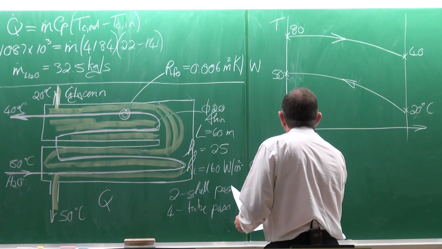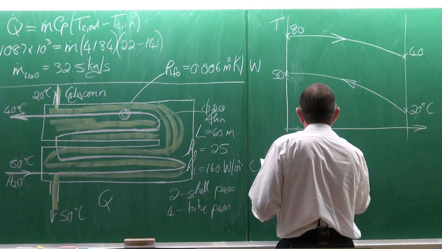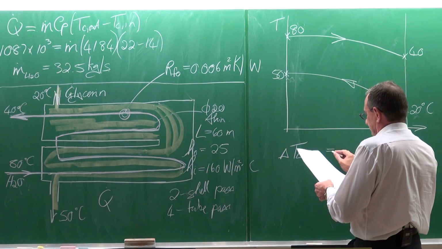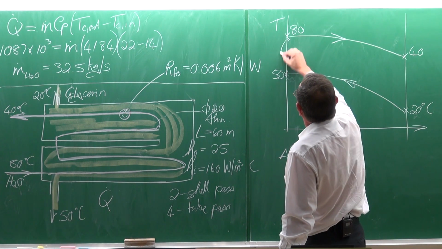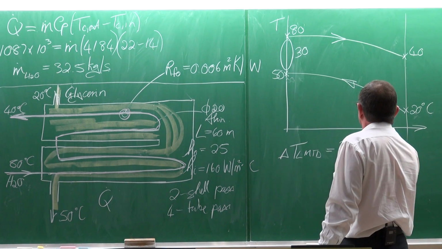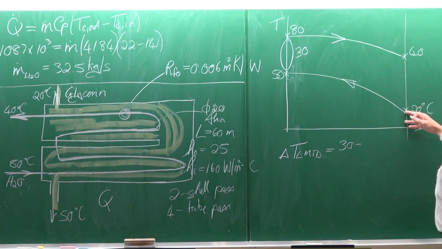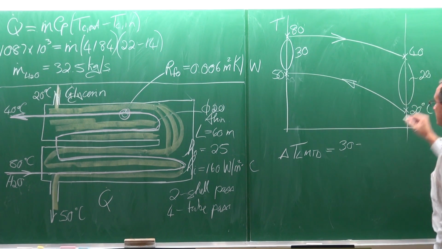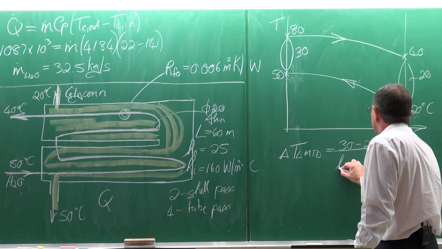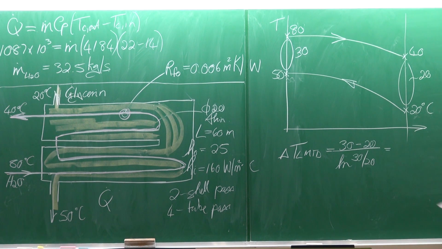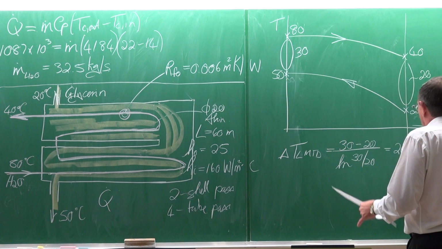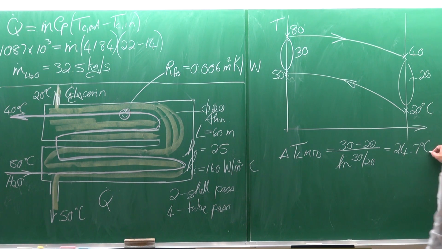The LMTD is equal to 80 minus 50 is 30. Okay, that temperature difference. This temperature difference is 20. So 30 minus 20 divided by the ln of 30 divided by 20. And it gives us an LMTD of 24.7 degrees Celsius. Does it look right? Yes, it should be higher than 20. It should be lower than 30. It looks okay.